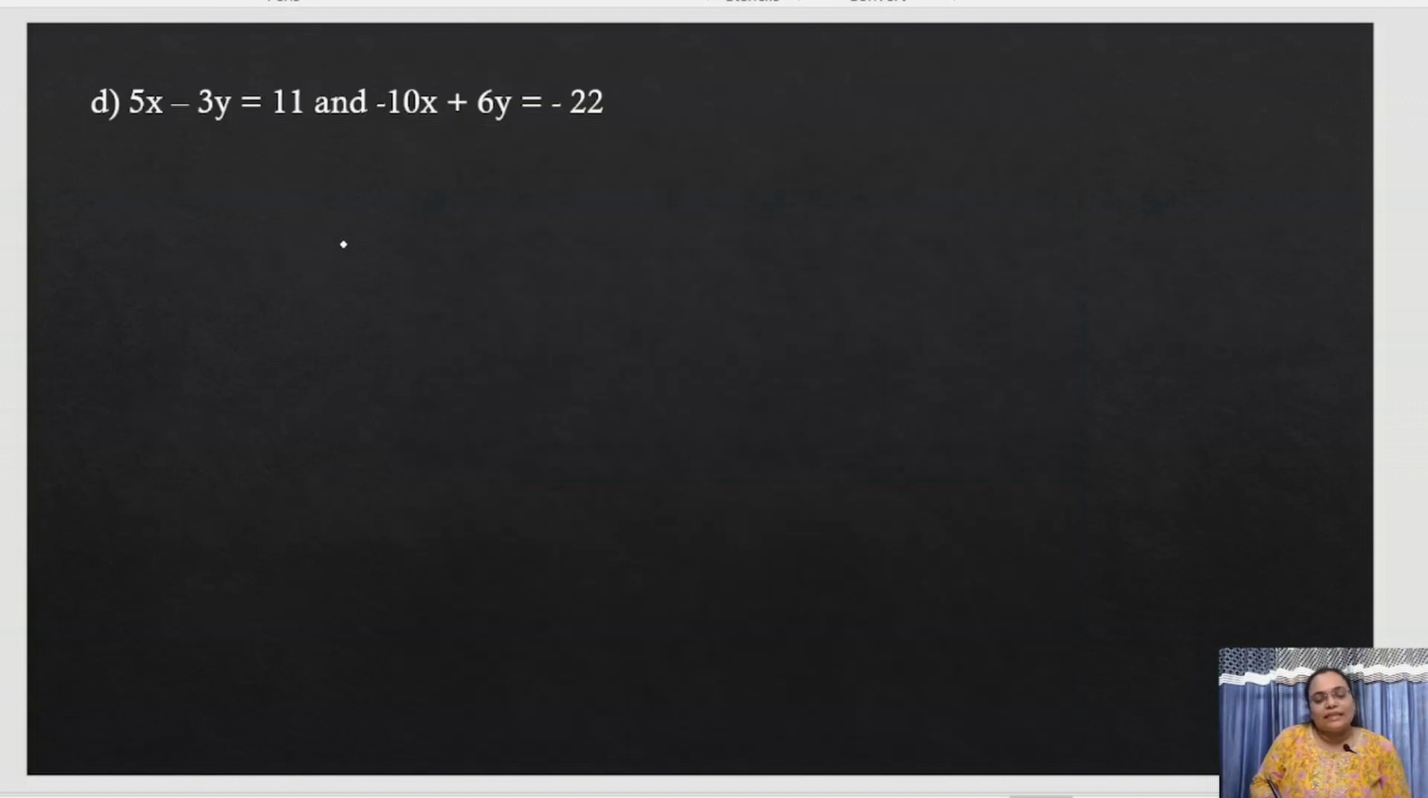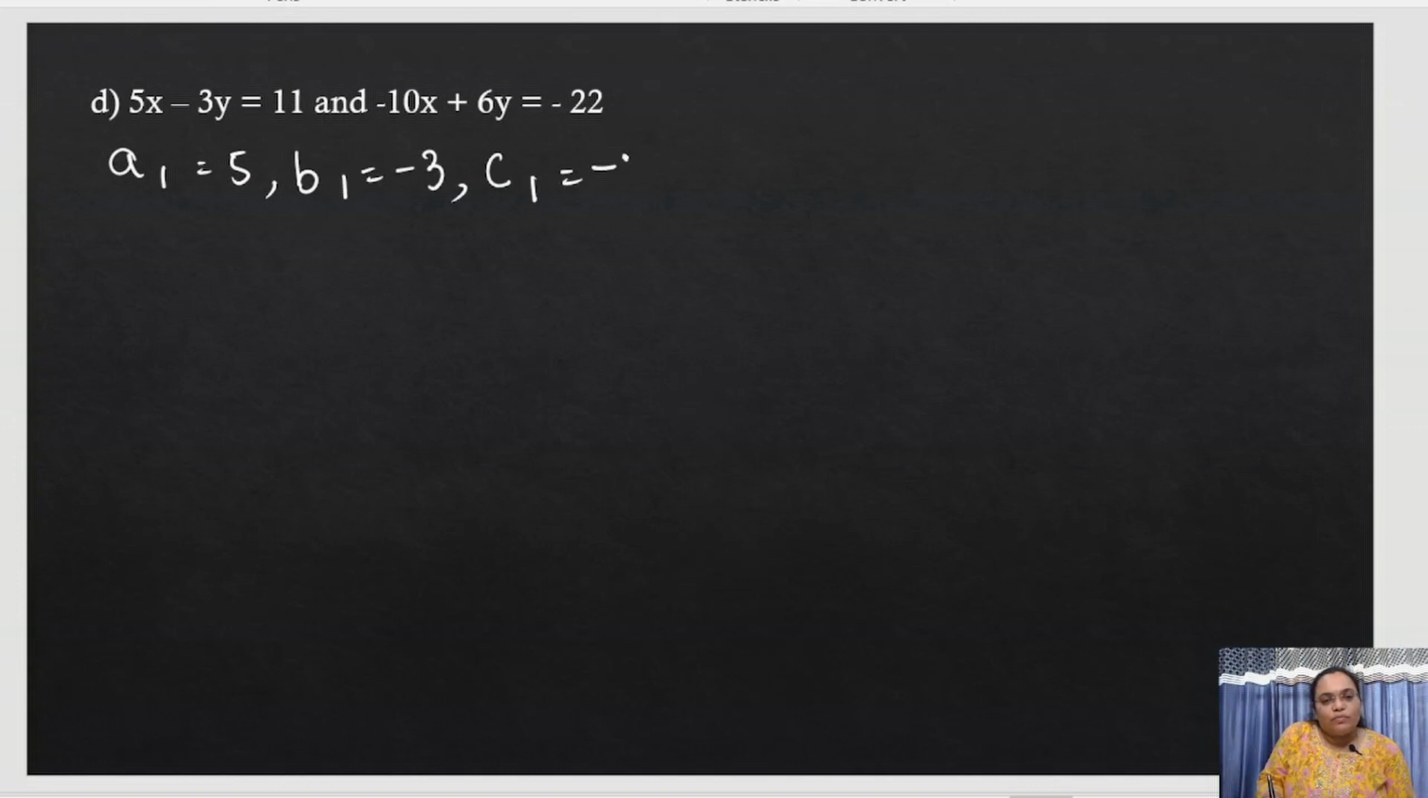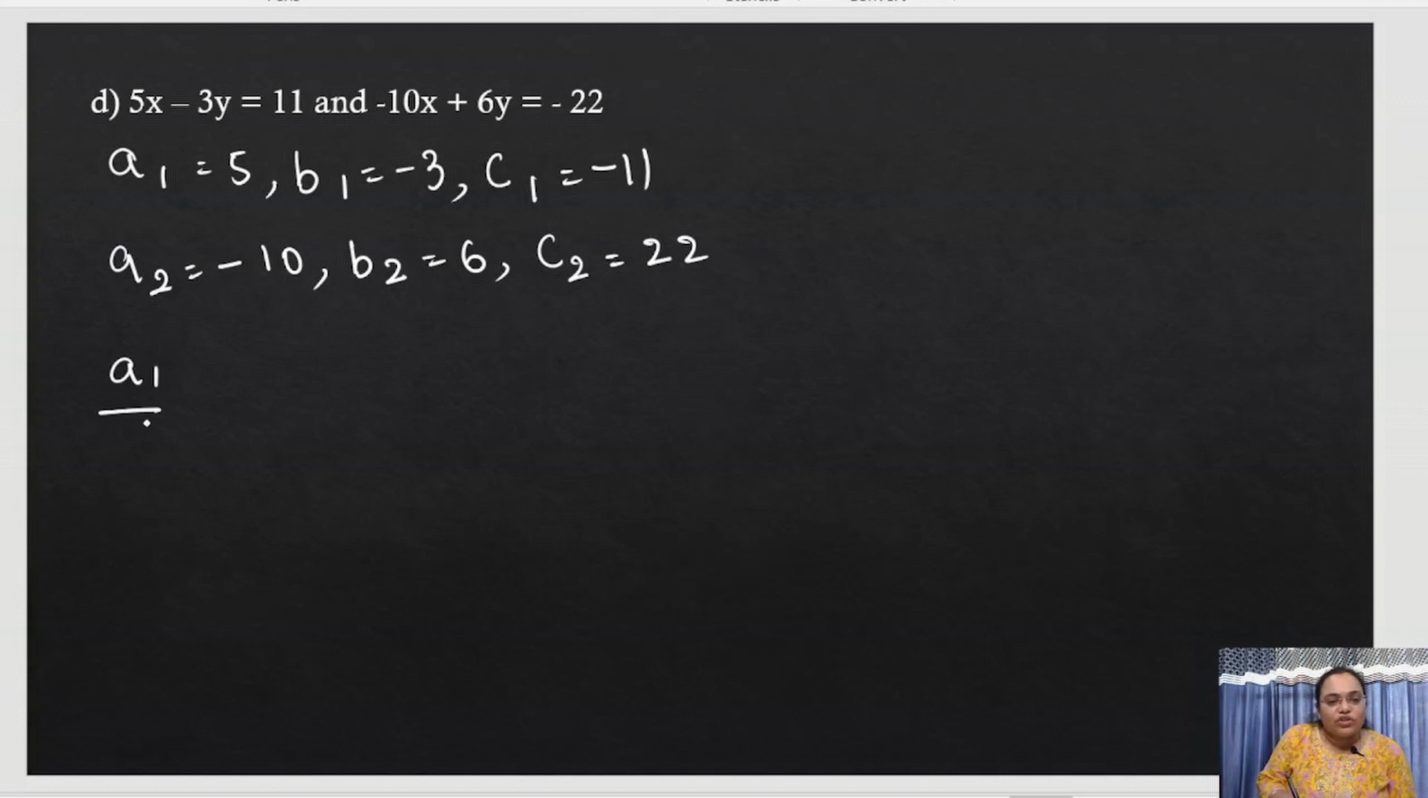So let us do the next bit. First, let us compare these two equations with the general form. You will get A1 equals 5, B1 equals minus 3 and C1 equals minus 11. A2 equals minus 10, B2 equals 6 and C2 equals 22. Okay. Now let us quickly find the ratios.